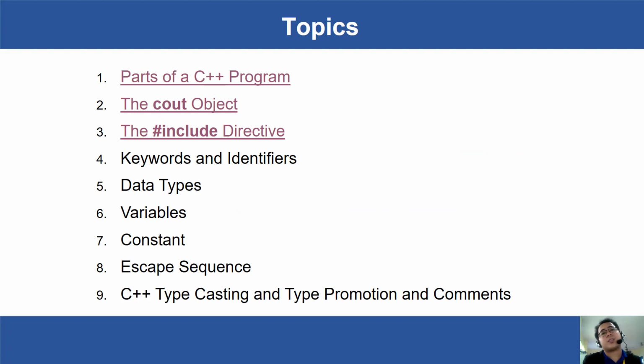Okay, so in this video, I am going to discuss the first three topics: the parts of the C++ program, the cout object, and the number include directive. We're going to explain what is the use of this cout object, and the directive, and also the parts of the C++ program. Let us now proceed with the parts of the C++ program.